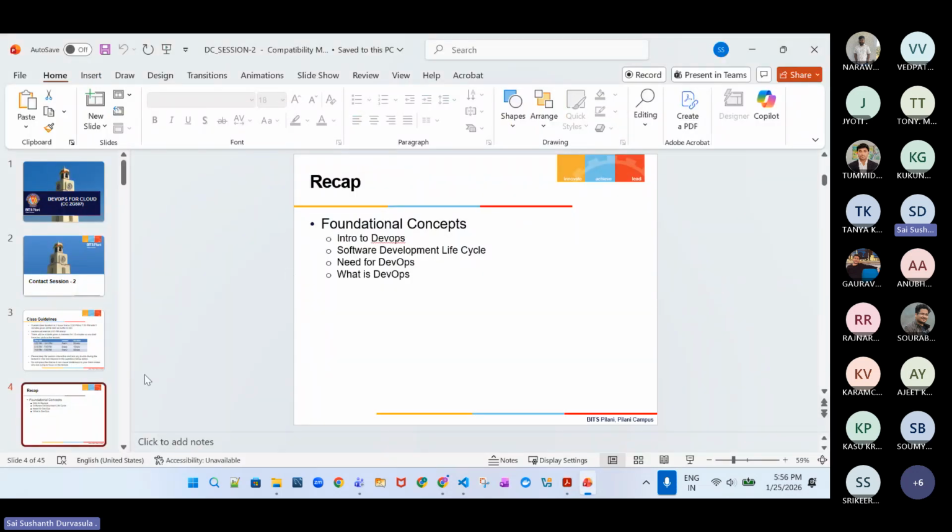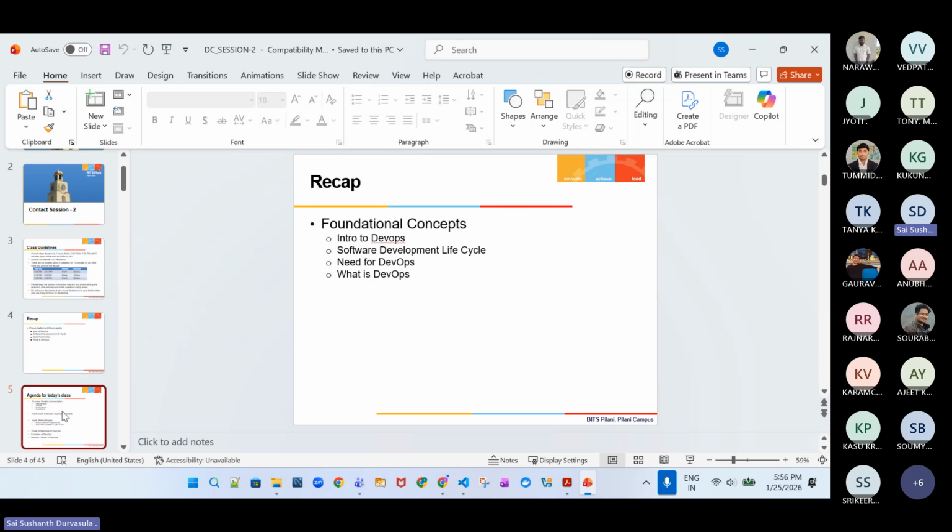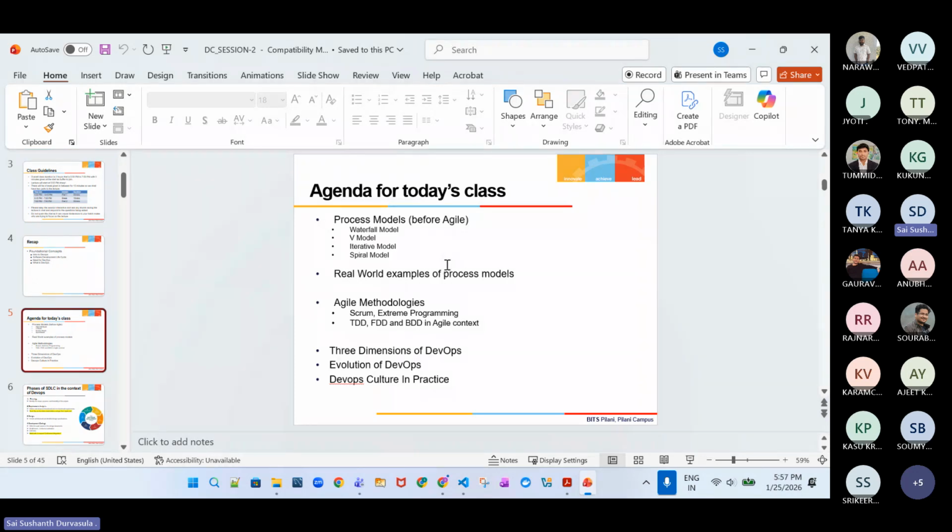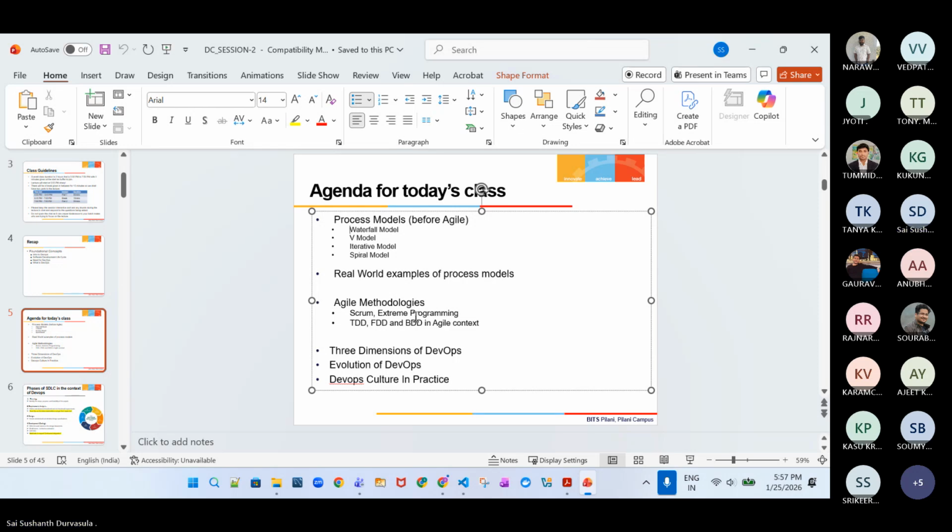The agenda for today's session is to talk about all the process models we have, before agile and after agile. Starting with the waterfall model, we'll understand what it is, the pros and cons, and then the V model, iterative model, and spiral model. We'll look at some real-world examples of organizations that have used these, and the pros and cons of doing that.